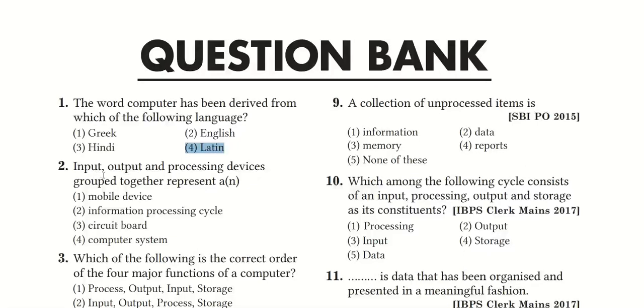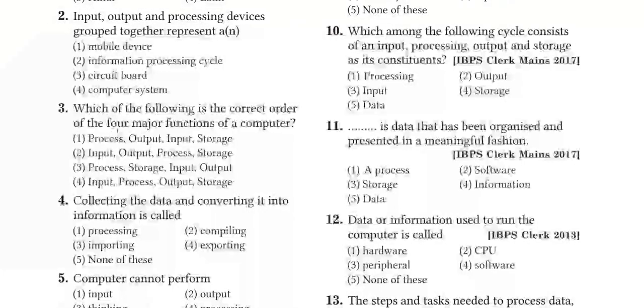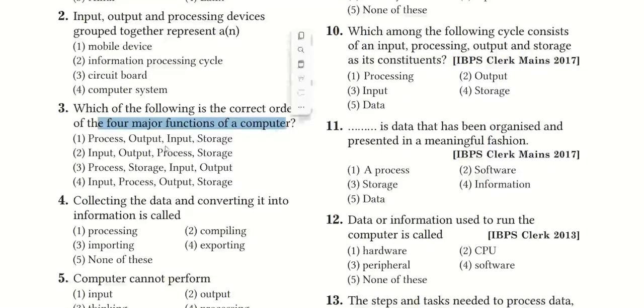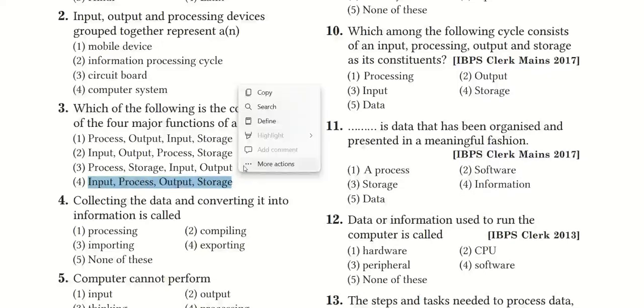Next, input, output, and the processing devices grouped together represent a computer system. It means that the computer system is the grouping of input, output, and the processing devices. Third question, which of the following is the correct order of the four major functions of the computer? The four major functions of the computer are input, process, output, and storage.